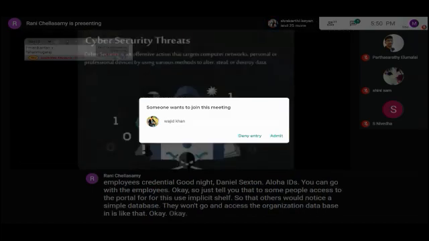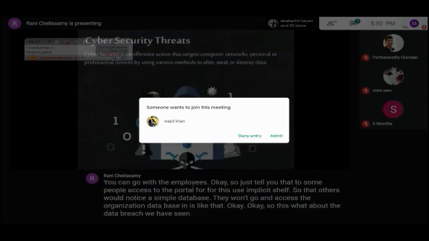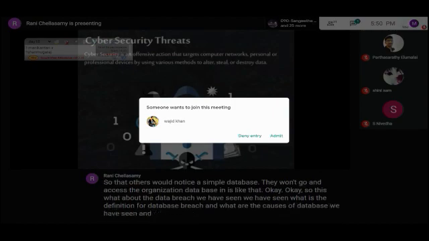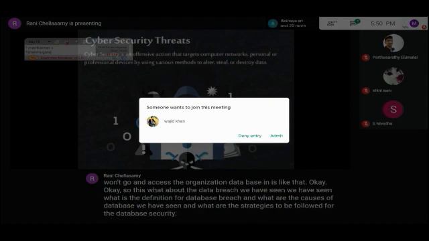Okay. So this is what we have seen about the data breach: the definition of a data breach, the causes of a data breach, and the strategies to be followed for data breach security. So coming on to the next one, cyber security threats.